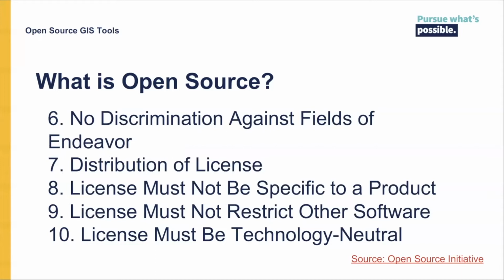That also means the license shouldn't be specific to a product itself, or preclude you from being able to use other software that may or may not be open source with the software. And finally, the license should be technology neutral. You should be able to use it on many technologies. You can't just say it's only used on Windows or something like that. You want it to be able to be used on a variety of technologies.